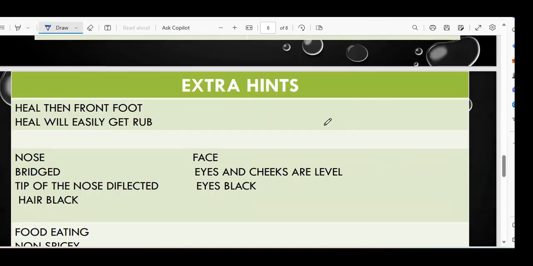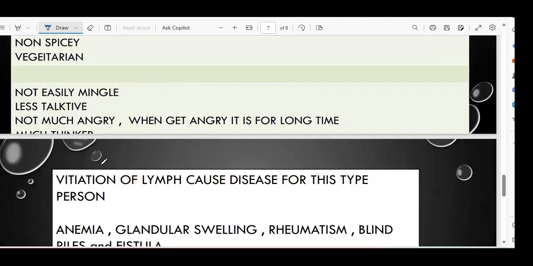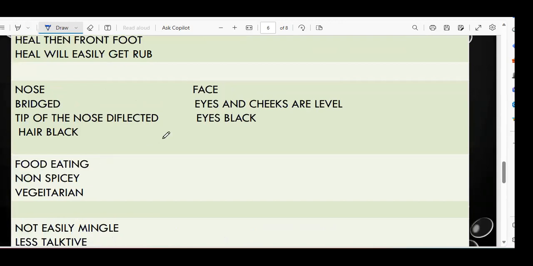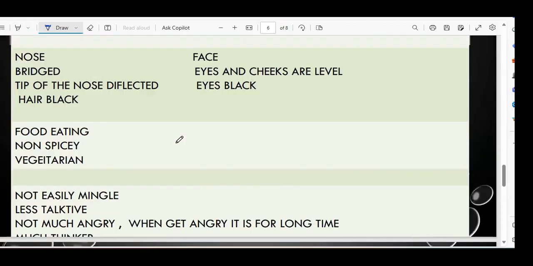Extra hints, what we want to know. This is very, very important. This is taken from Robbins, from Dr. Sanjeev Sharma. He gave these hints. We will discuss one by one because I will do the practical also. Okay, I will do the practical also.